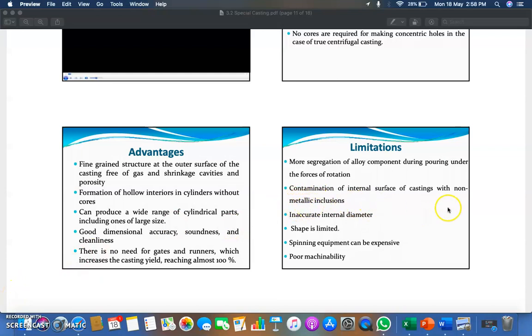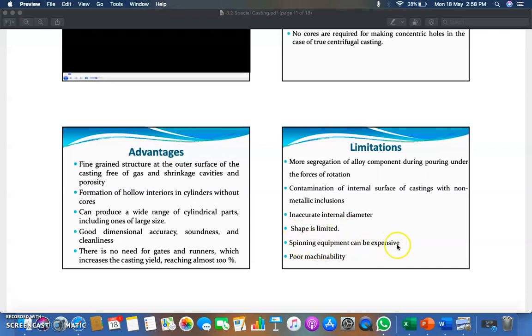Some metallic or non-metallic inclusions will be there on the internal surface of the casting. Inaccurate internal diameter: sometimes the internal diameter may deviate from the accurate dimension. Shapes are limited in centrifugal casting, mostly cylindrical.